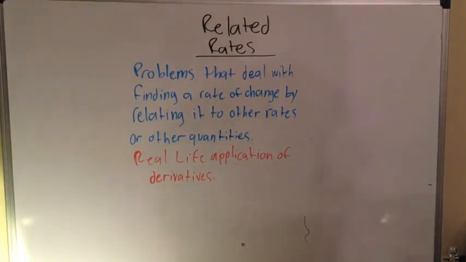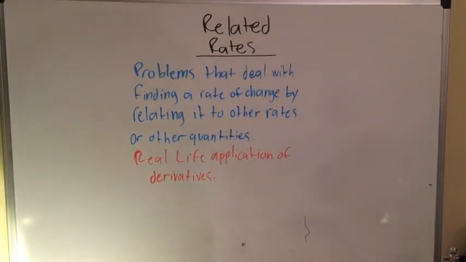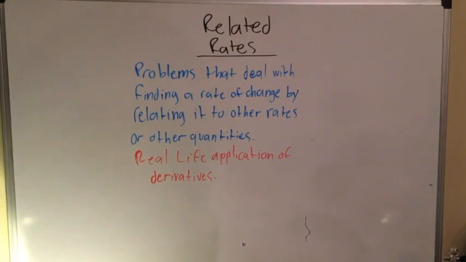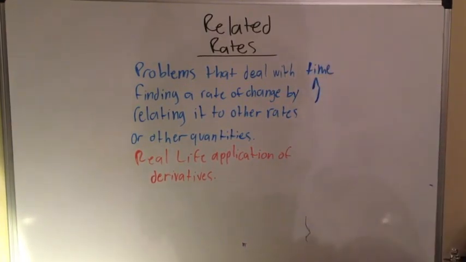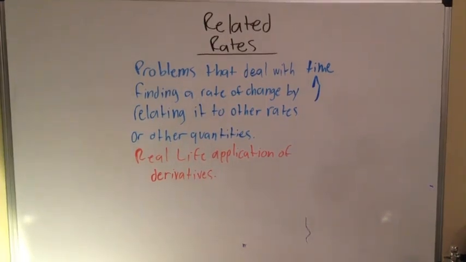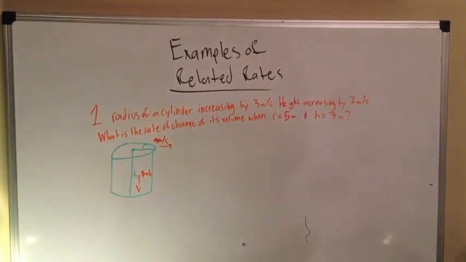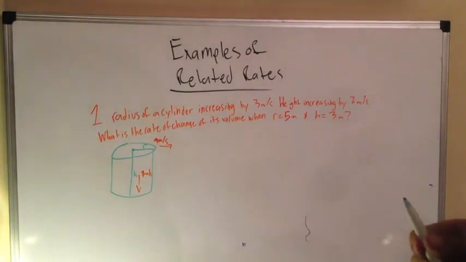Not long ago, we learned about related rates. Related rates are problems that deal with finding a rate of change by relating it to other rates of change or other quantities, usually time. Related rates are also real-life applications of derivatives. Now let's do a simple example of a related rate problem.